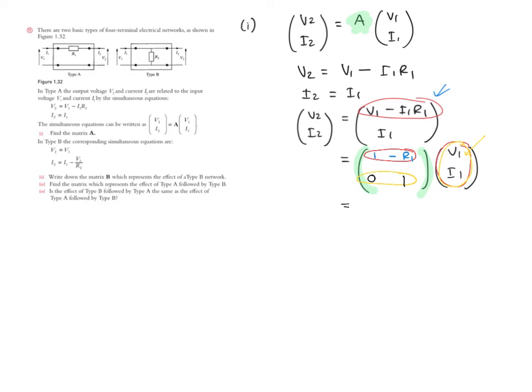So our matrix A is equal to 1, minus R1 going horizontally, 0, 1. Now we can do the same for part 2, writing down the matrix B for type B. So in B, you've got V2, I2, which equals some matrix, which remember is matrix B, multiplied by V1, I1. Now look at the simultaneous equations that we've got here.